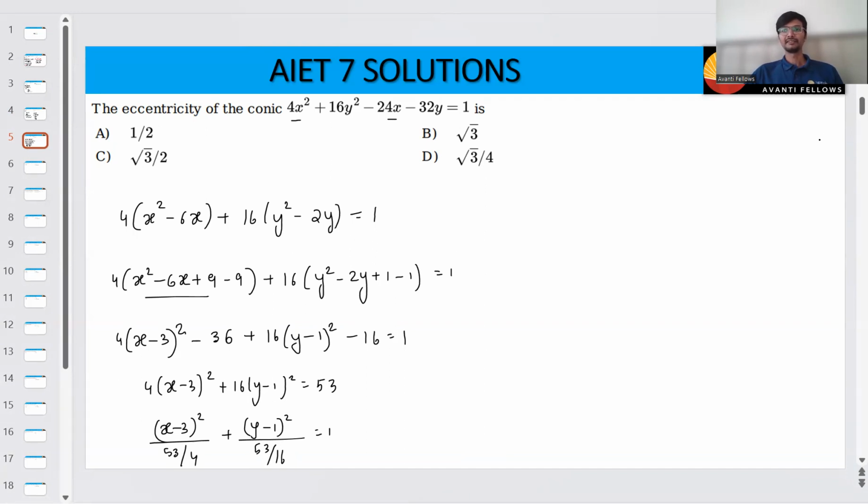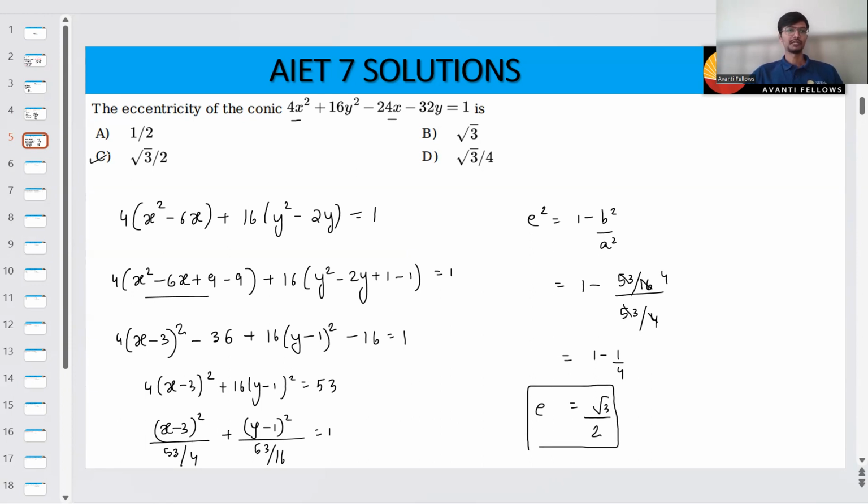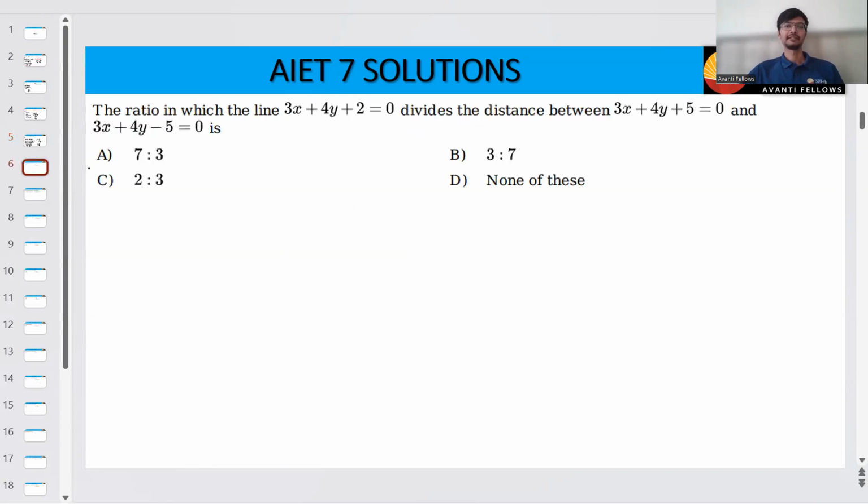What is the formula of eccentricity for an ellipse? It is e square equals 1 minus b square upon a square. It is 1 minus b square, which is 53 by 16, over a square, which is 53 by 4. 53 will get cancelled. 4 ones are 4, 4 fours are 16. So 1 minus 1 by 4, which comes to 3 by 4. So e will be, after taking the square root, root 3 by 2. So option number C. Let's see the next one.